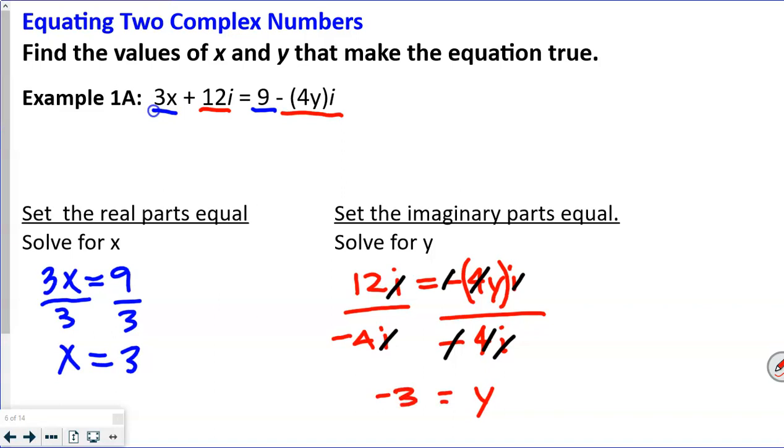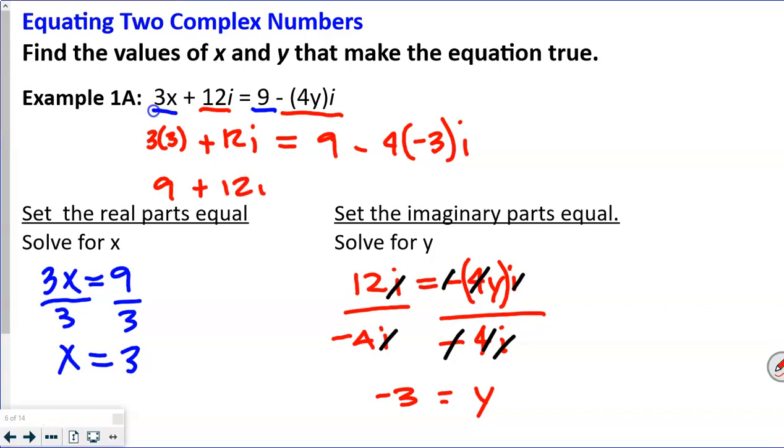Now, remember, you can always check these. You can plug these back in there by doing 3 times 3 plus 12i is equal to 9 minus 4 times negative 3i, right? So now this is 9 plus 12i equals 9 what? Negative times a negative is a positive. Remember that. 4 times 3 is 12, so that's going to be plus 12i. So you can even check it by plugging your values back in, okay?